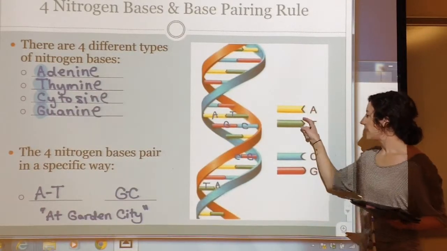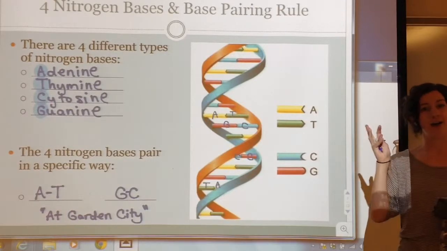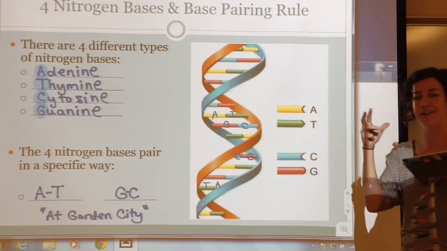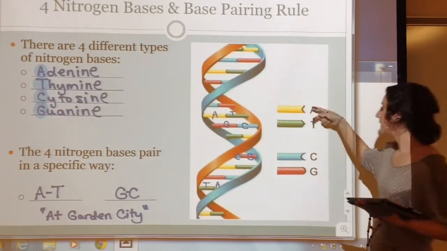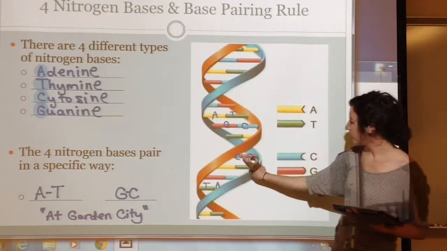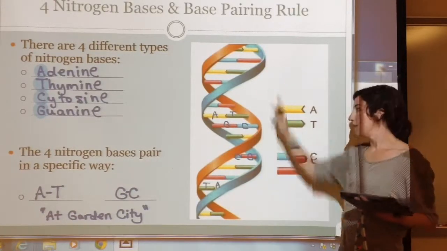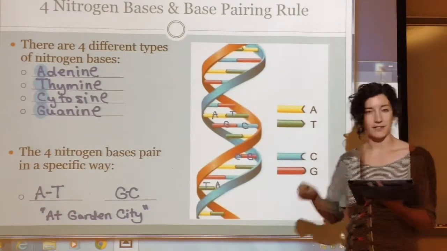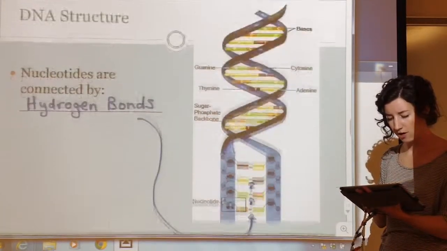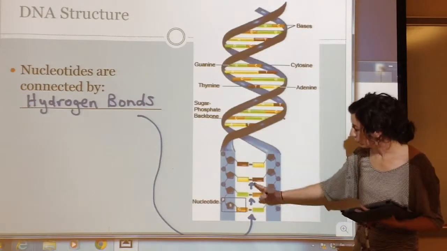It's represented by a triangle or a circle. This represents how they bond together. It's not necessarily a triangle and a circle, but the A cannot bond with a C. It can be flip-flop, so it doesn't matter which side of the double helix the A and the T are on. Nucleotides are connected in the middle by hydrogen bonds.